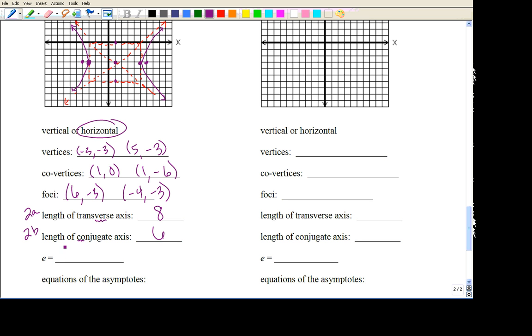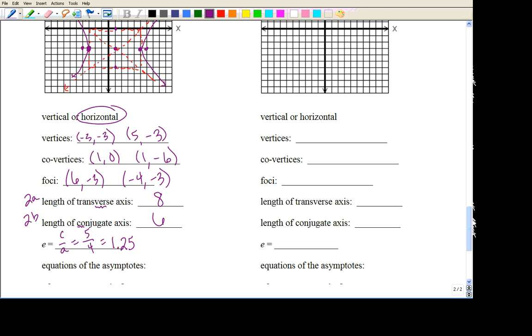e is still the same formula we've had before, c divided by a. So c was 5, and a was 4. And that is equal to 1.25. And again, that's just telling us how wide the hyperbola is. The greater the eccentricity, the wider the hyperbola. This is still pretty close to 1, so it's not too stretched out.